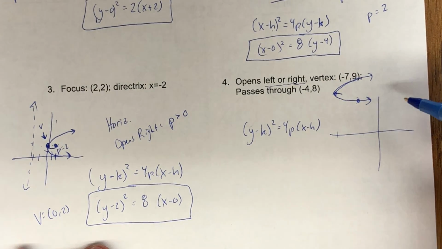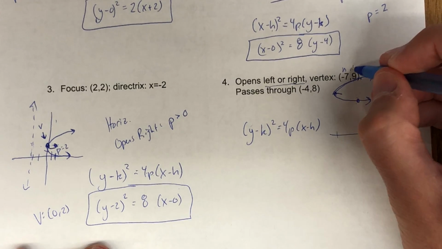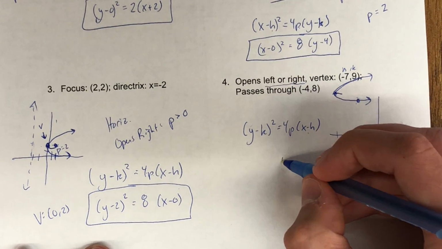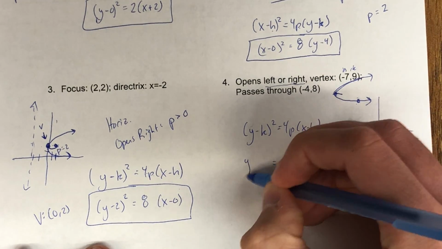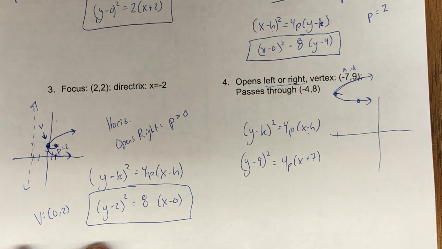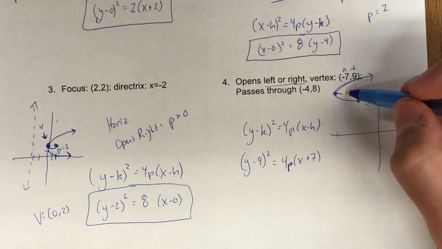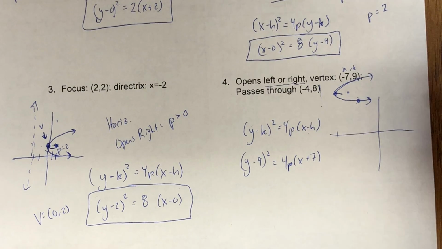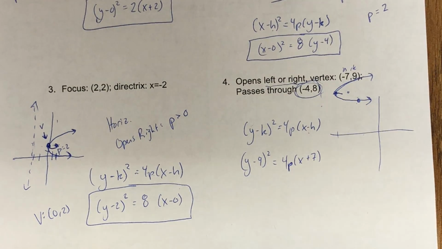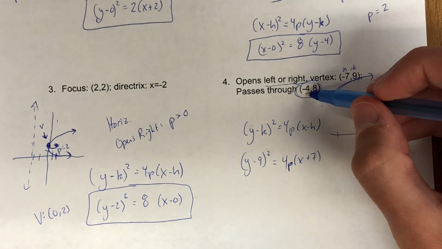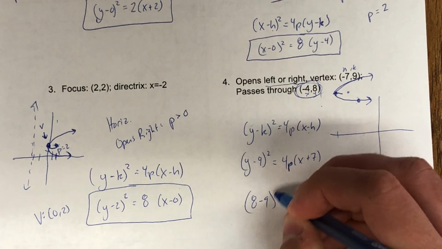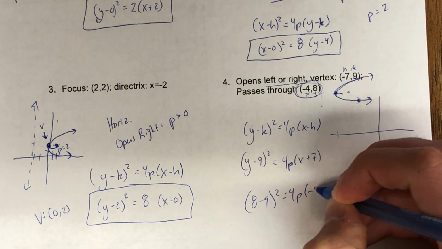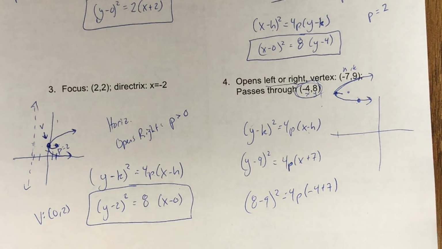We need to figure out that p value still, but let's plug in what we know. We know h and k. h is -7, so 4p times x minus -7, or plus 7. k is 9, so we have y minus 9 squared. And from there, we need to figure out our p value. We don't know the focus, we don't know the directrix, so we can't find it that way, but what we do have is this point. So what we can do is plug that in for x and y and solve for p. So plug in 8 for y, -4 for x, and solve.